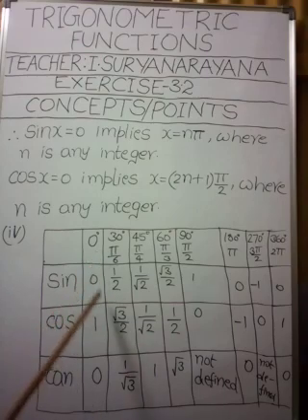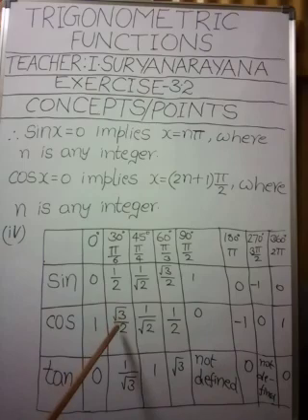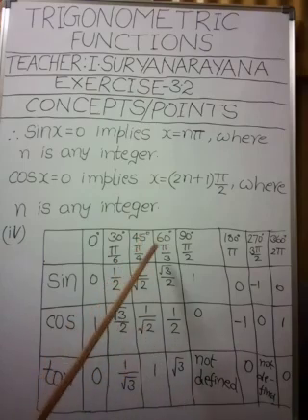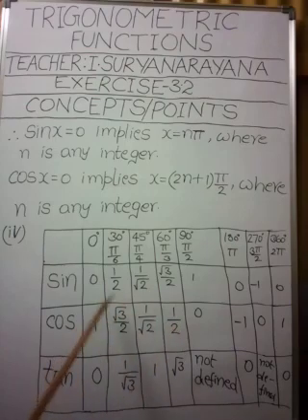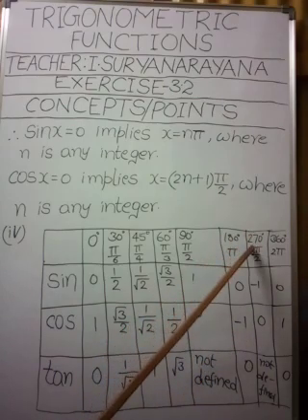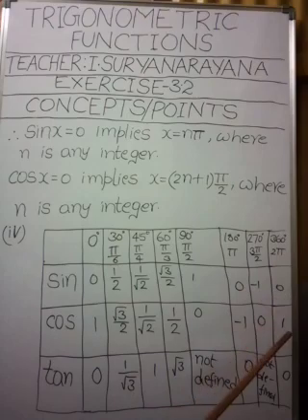Cos 0 degrees, 1. Cos 30 degrees, root 3 by 2. Cos 45 degrees, 1 by root 2. Cos 60 degrees, 1 by 2. Cos 90 degrees, 0. Cos 180 degrees, minus 1. Cos 270 degrees, 0. Cos 360 degrees, 1.